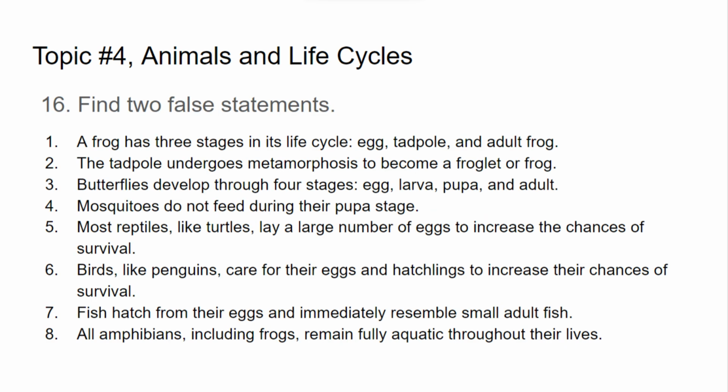Question 16. Find 2 false statements. 1. A frog has 3 stages in its life cycle: egg, tadpole, and adult frog. 2. The tadpole undergoes metamorphosis to become a froglet or frog. 3. Butterflies develop through 4 stages: egg, larva, pupa, and adult. 4. Mosquitoes do not feed during their pupa stage.